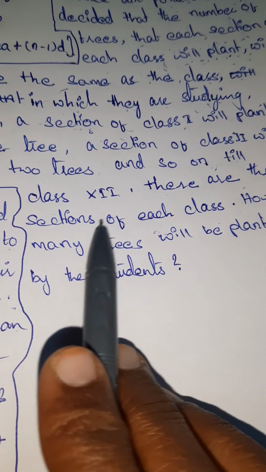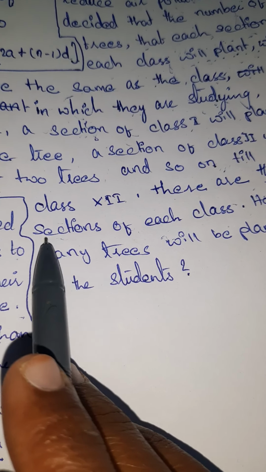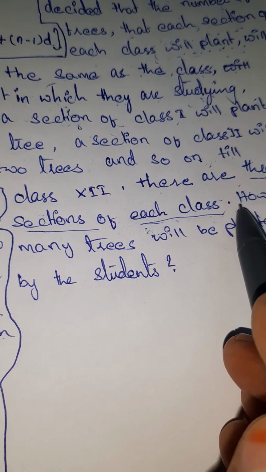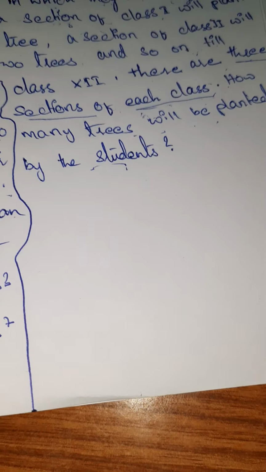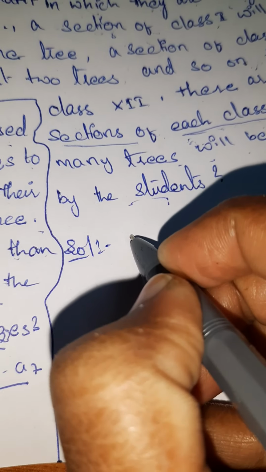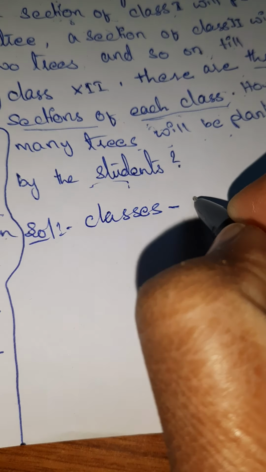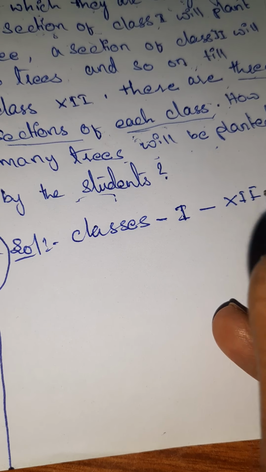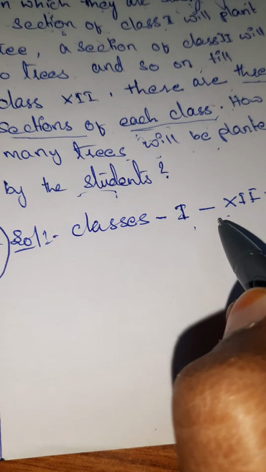There are three sections of each class. He is saying there are three sections of each class. How many sections do we have? Three sections. How many trees will be planted by the students? How many classes are given? Let us solve it. Classes first to 12th, right? First to 12th, we have 12 classes.